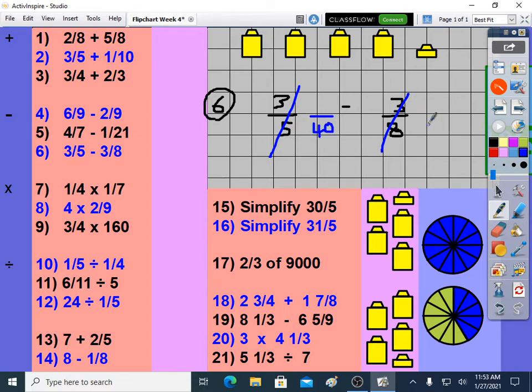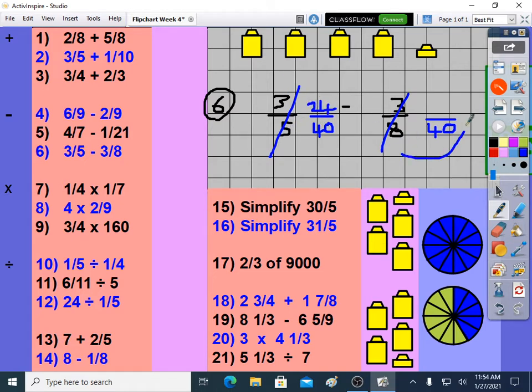This is very similar to question 3, isn't it? But it's minus. What do you do to 5 to get to 40? You times it by 8. What do you do to 3 to get to whatever it is? You times it by 8. It's 24. So the bottom's been times by 8 and so is the top.